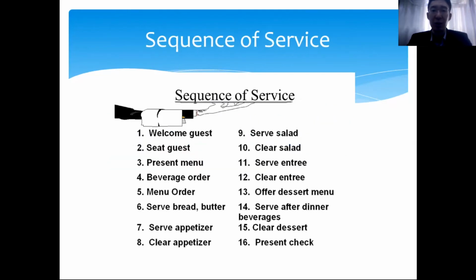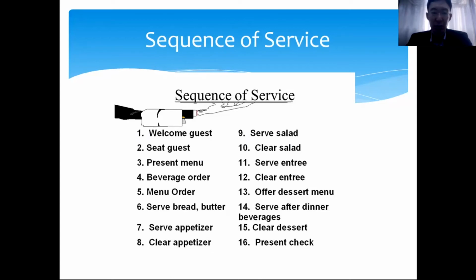Here I have an example of the sequence of service, which has 16 different sections, elements, or procedures. They are called: welcome guest, seat guest, present menu, beverage order, menu order, serve bread and butter, serve appetizer, clear appetizer, serve salad, clear salad, serve entree, clear entree, offer dessert menu, serve after dinner beverages, clear dessert, and present check. These are the sequences that are usually common in a restaurant.